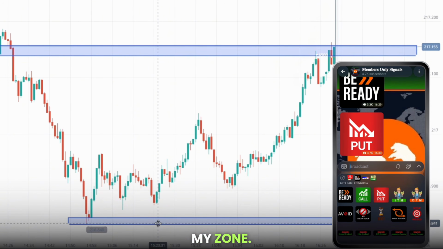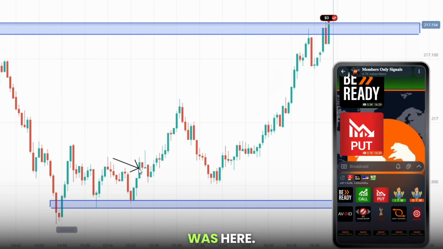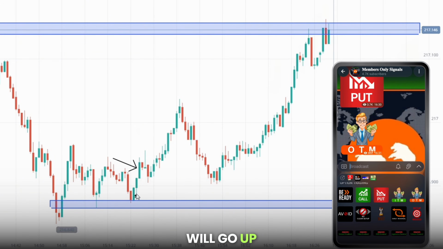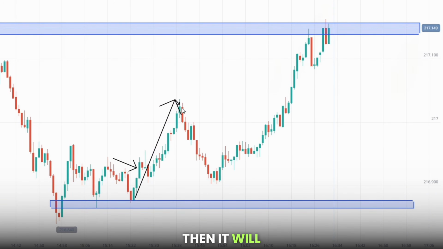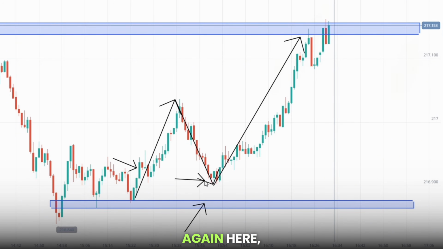So I shifted my zone, and then I focused on this zone. When price was here, okay, we have lost this trade. When price was here, it was moving up. I announced that price will go up to create more liquidity, then it will fall, and after the fall it will recover completely. Same thing happened. I was expecting that it will fall up to this zone, but it took an early reversal again here like it did before.